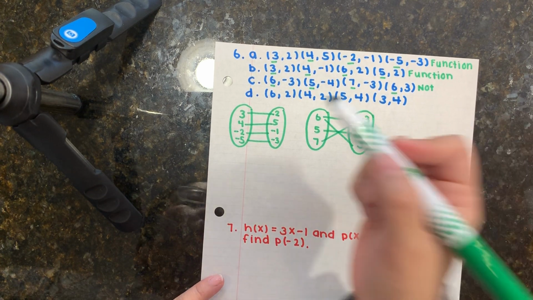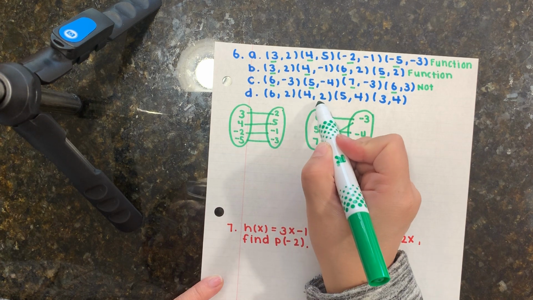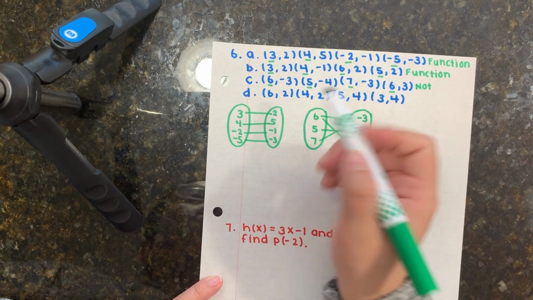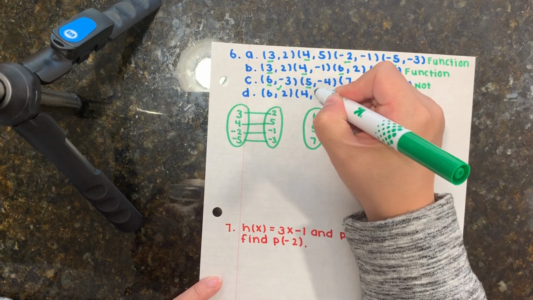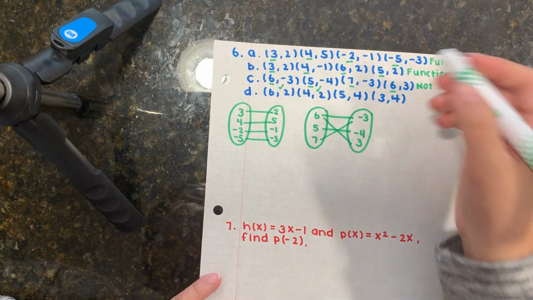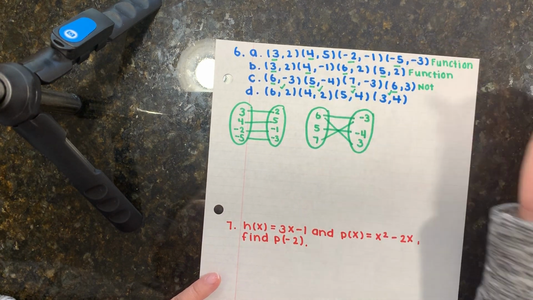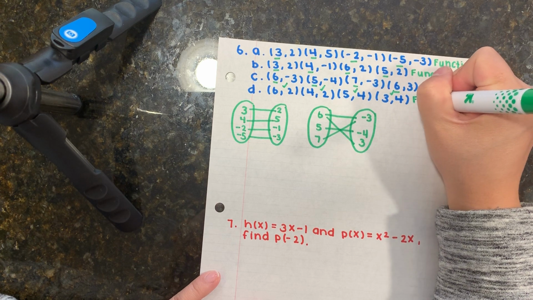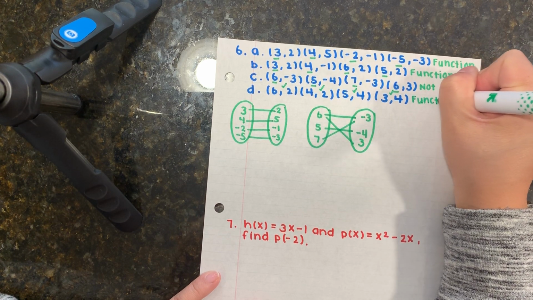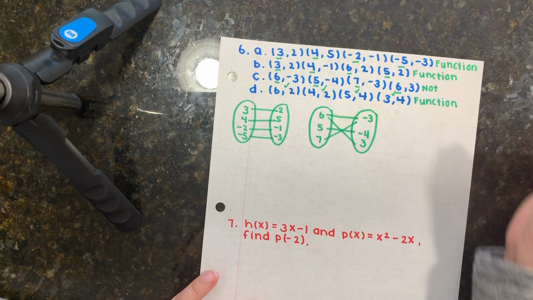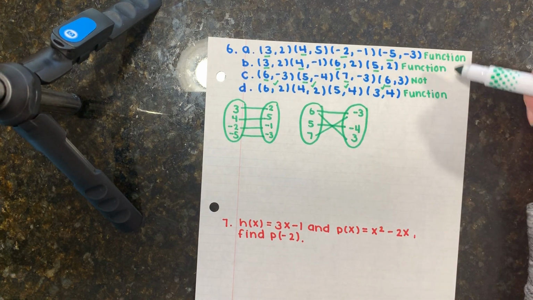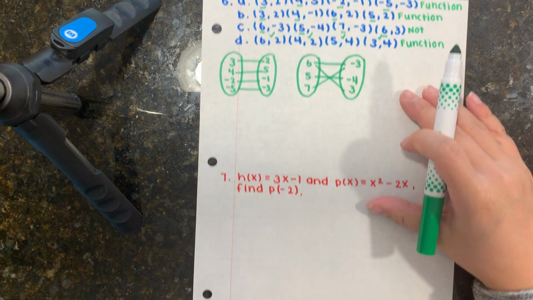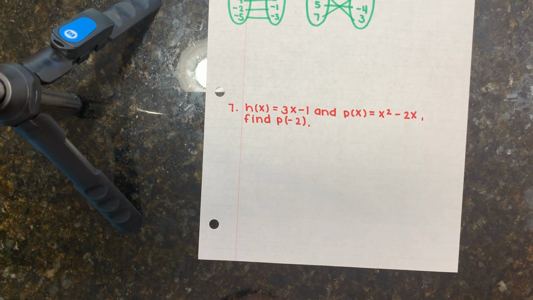Now for our last one, I have 6 leads to 2, 4 leads to 2. Well, I can have 6 and 4 lead to the same y value. And then I have 5 leads to 4 and 3 leads to 4. And again, you can have multiple x values lead to the same y value. So therefore, this is a function. So a, b, and d are all functions. Now I'm going to look at number 7.